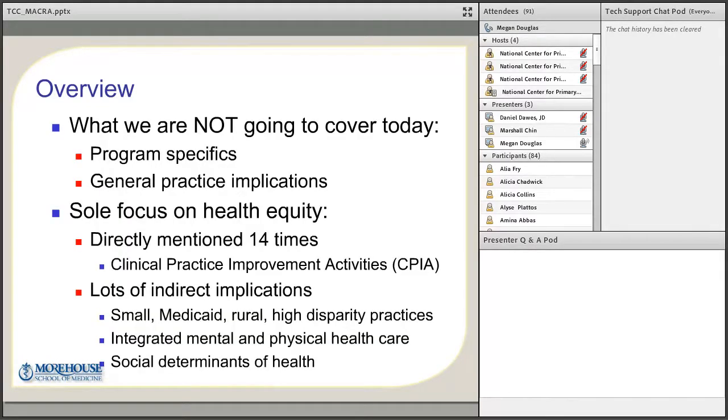So this proposed rule was almost 1,000 pages long. We are actually still in the process of sorting some of it out, as I'm sure a lot of you are too. So we're really looking forward to your feedback today on some of these issues. We are focusing solely on health equity, so we're not going to cover the program specifics or general practice implications today, but we will talk about the directly mentioned health equity provisions. Health equity is mentioned 14 times in the proposed rule, primarily in the clinical practice improvement activities section. And then there are a lot of indirect implications within the proposed rule, and we will discuss some of them as well.